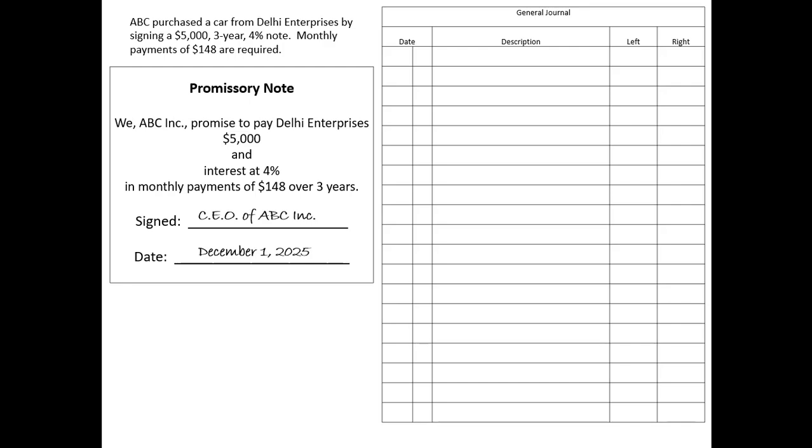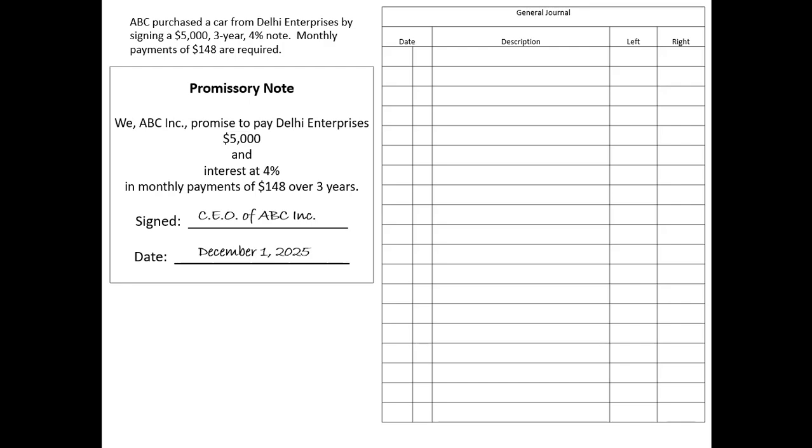This is because ABC's obligation to pay is Deli's right to receive. The same piece of paper is a note payable to ABC and a note receivable to Deli Inc. Second, promissory notes come in many varieties, but we'll focus on just one type, which is sometimes referred to as an installment note, which means that part of the principal and interest are due in installments, a series of payments.